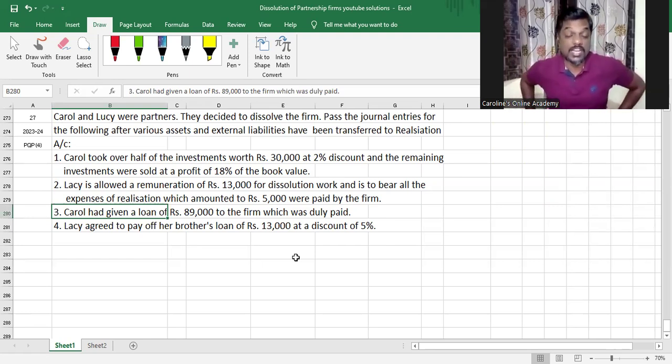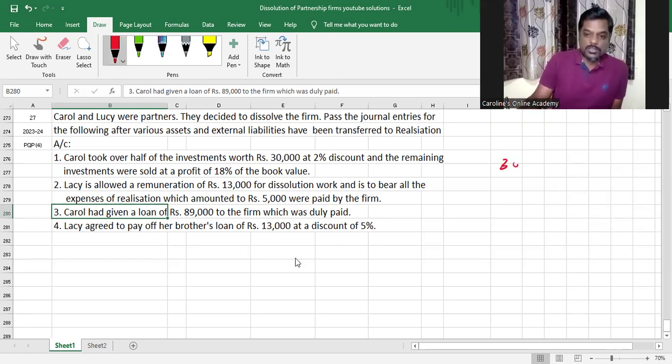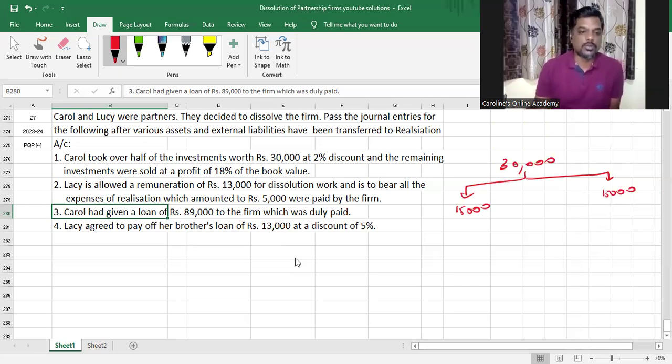When I read this, even I had a doubt, like if half of the investments was rupees 30,000, or if the total investment was 30,000, and Carol took half of the investments. Apparently, the total investment value was 30,000, and Carol took half of the investment. The question is worded poorly, but anyway, so 30,000 was the total investment. Carol took half of it, so she would have taken 15,000 worth investment, and the remaining were sold for 15,000 rupees. Understood or not, my dear children?